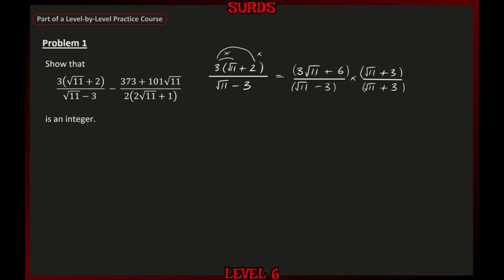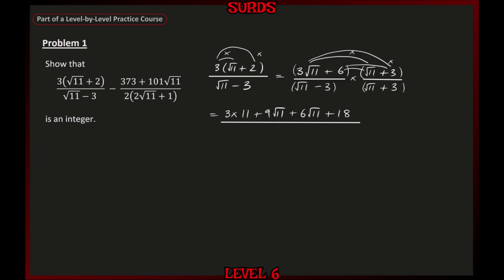Now back to the problem, starting with the numerator, we can multiply together 3 root 11 and root 11. This gives us 3 multiplied by root 11 times root 11 is just 11, so we have 3 times 11. 3 root 11 multiplied by 3 gives us plus 9 root 11. Next we have 6 times root 11, which is plus 6 root 11. And finally 6 times 3 gives us plus 18.